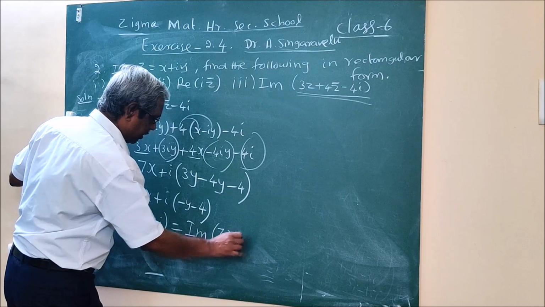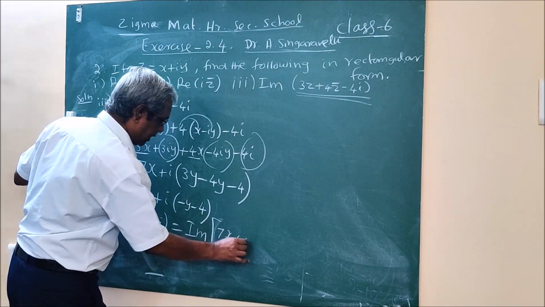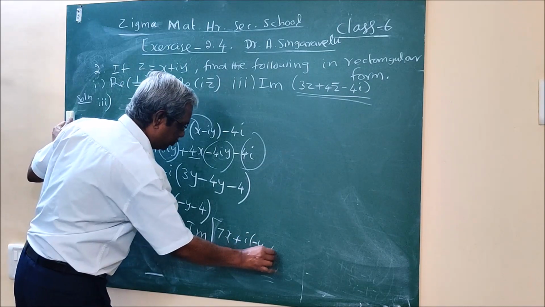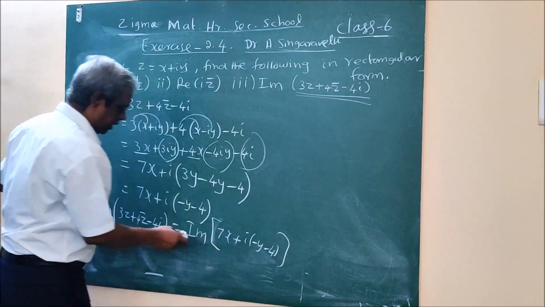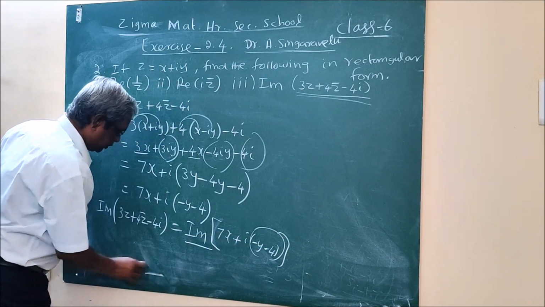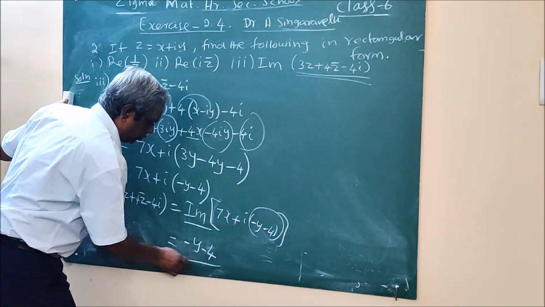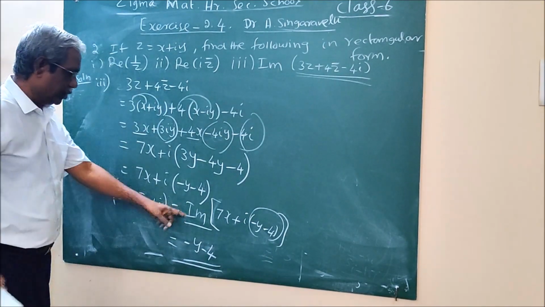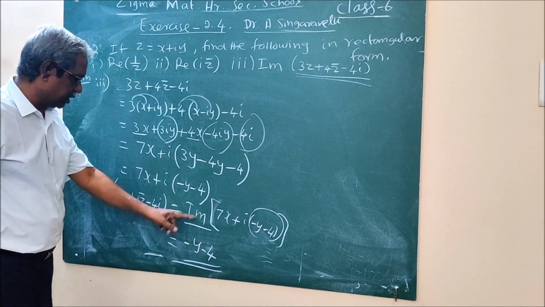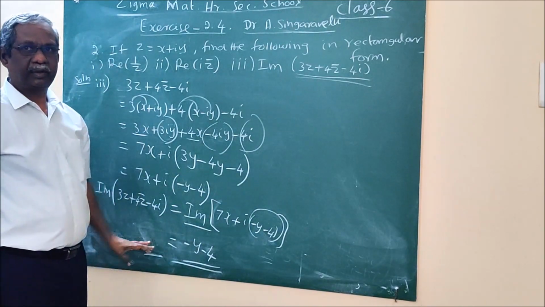7x plus i into minus y minus 4. It's a complex number. Here the imaginary part is this, so this is equal to minus y minus 4. But here you don't write i with the imaginary part. The imaginary part of this complex number is minus y minus 4. Okay.